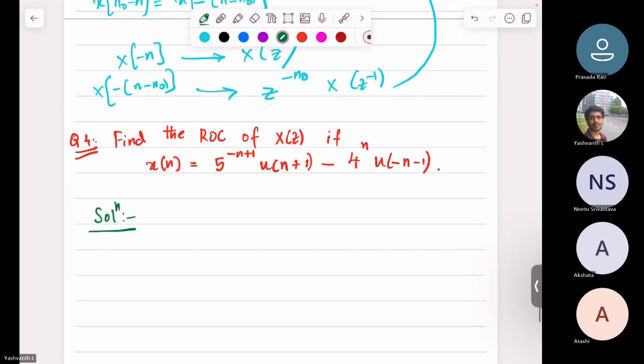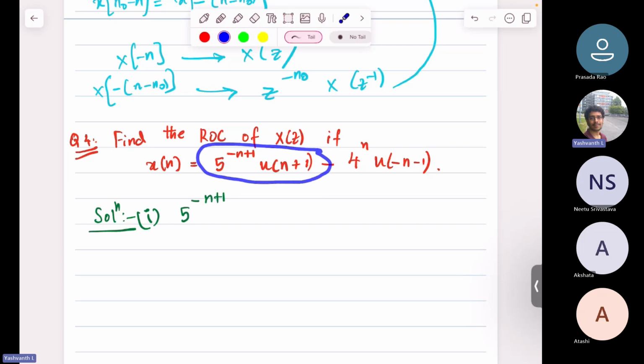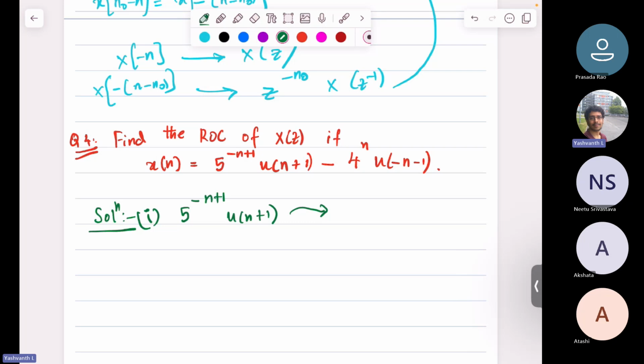So basically, if you remember the example that we saw, this signal has two terms. One is the first term, 5 power minus n plus 1 into u of n plus 1. The second signal is 4 power n into u of minus n minus 1. And the ROC is the intersection of both of them. So that is what we saw in the property of ROC. Okay, so let's consider the first signal, 5 power minus n plus 1 into u of n plus 1. I'm not interested in the exact expression for the z transform. All we are interested in is the ROC of the z transform.